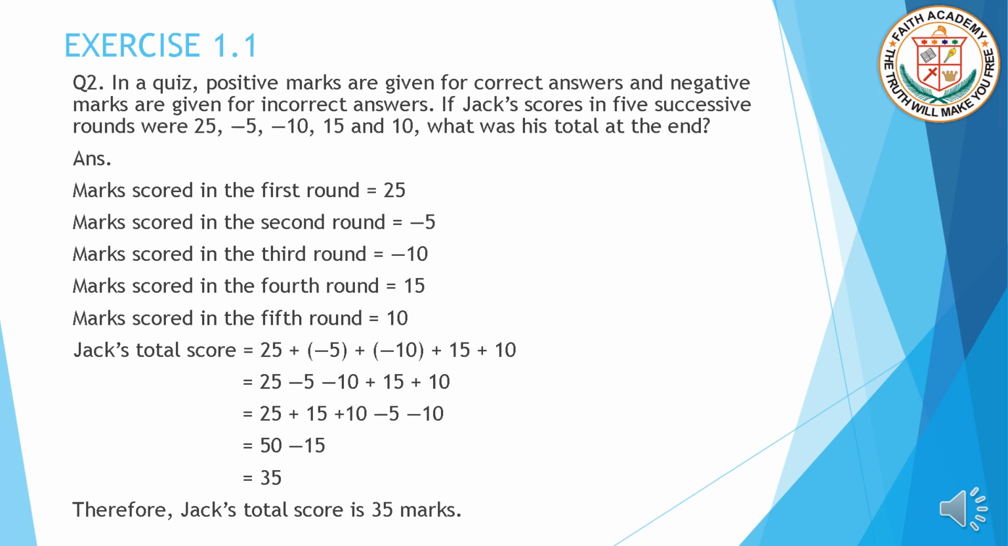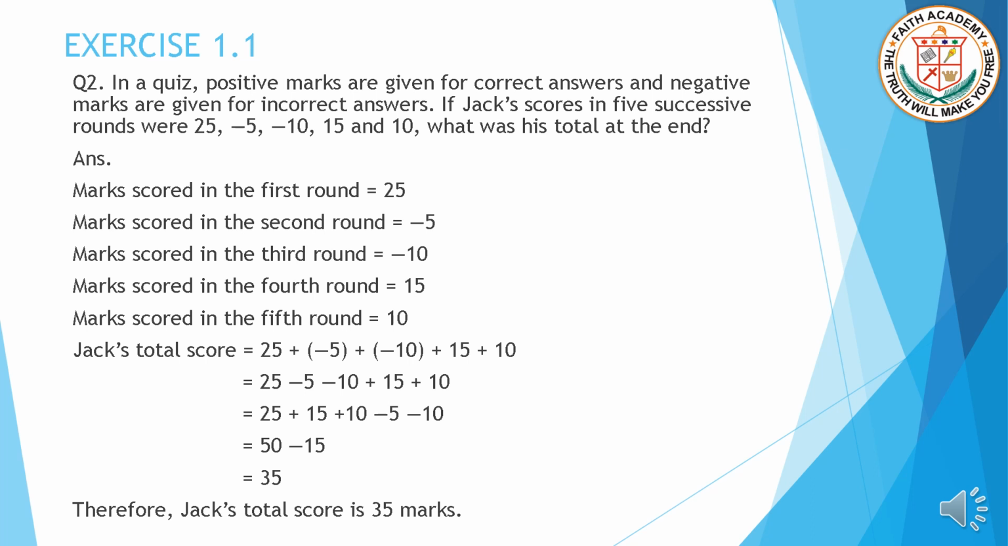Now children, another thing to remember is all the positive numbers should be written together and all the negative numbers should be written together. So that means 25, 15 and 10, which are positive, will be written together. Minus 5 and minus 10, which are negative, will be written together. So the next step comes out to be 25 plus 15 plus 10 minus 5 minus 10.